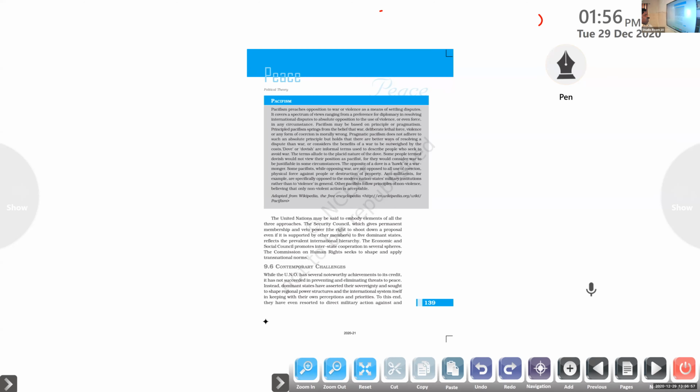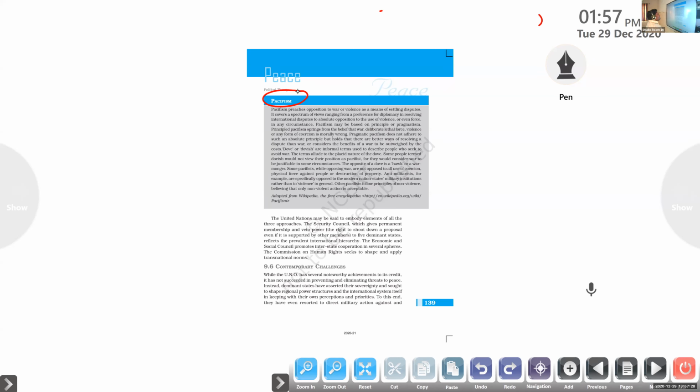Now we are going to describe a particular word here: pacifism. What is pacifism? We already observed that word before. Basically they are the supporters of peace. They are also not going to support violence to establish peace. So they are the people basically preaching peace.